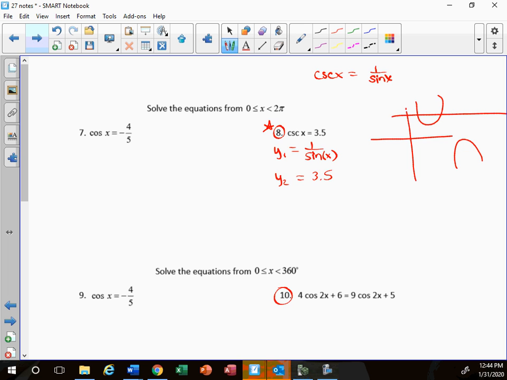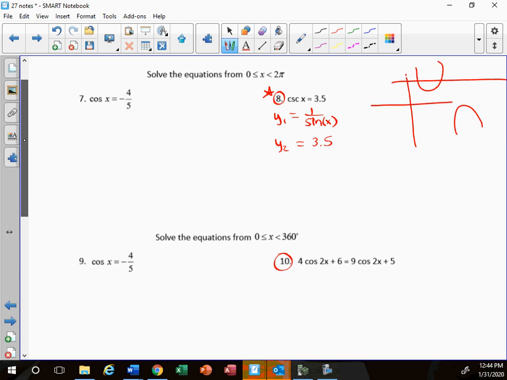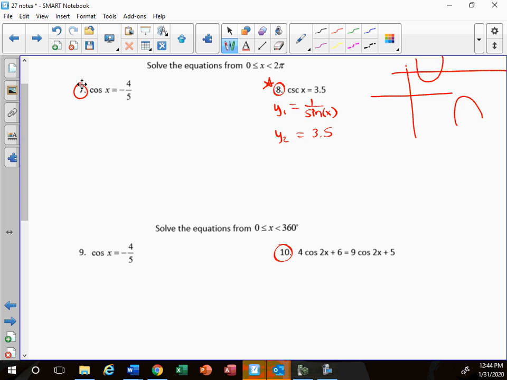So, homework. All you have is 7 through 10 on the back of this. That's it, guys. This is what we're going to do for homework for Standard 27 for this first part. Do it now. Get it done, okay?